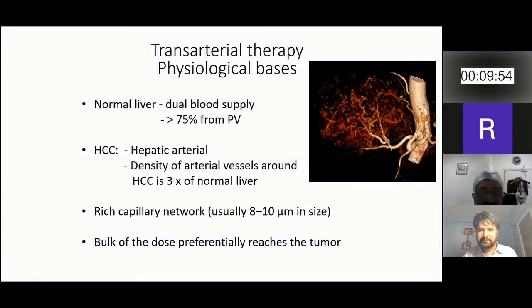The liver receives blood supply from a dual source, both the portal vein and the hepatic artery, and 75% of the liver receives it from the portal vein. But the tumor receives its vascularity from the hepatic artery. So if you can target the tumor via the hepatic artery, that's an ideal way to treat it. And we deliver these microspheres in these branches, which are going into the vascular bed of the tumor. The more the vascular bed, the better is the outcome of the whole procedure.